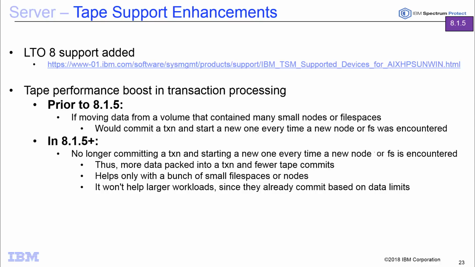So prior to 8.15, if you were moving data from a volume that contained many small nodes or file spaces, we would commit a transaction and start a new one every time a new node or file system was encountered. Now in 8.15, we no longer are committing a transaction and starting a new one every time a new node or file system is encountered. And what this means is that more data is going to be packed into a transaction and fewer tape commits are going to be done.